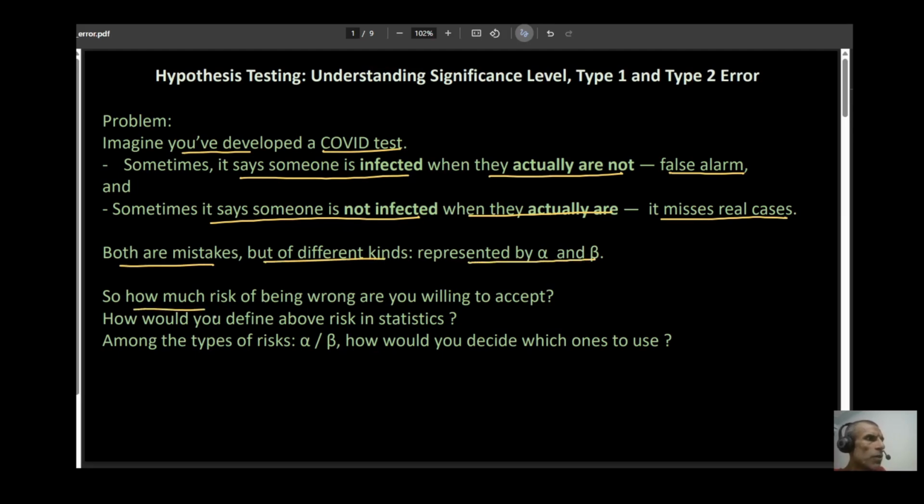So, how much risk of being wrong are you willing to accept? Second question, how would you define the above risk in statistics? And the third question, which is the most important, is among the types of risk, alpha and beta, how would you decide which one to use? Should you use alpha or should you use beta? This session is about answering these types of questions.